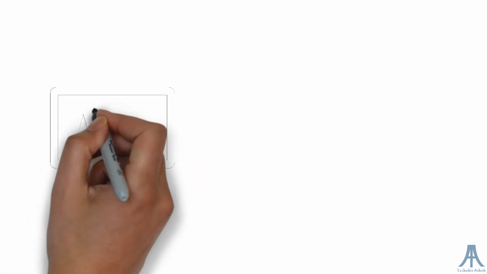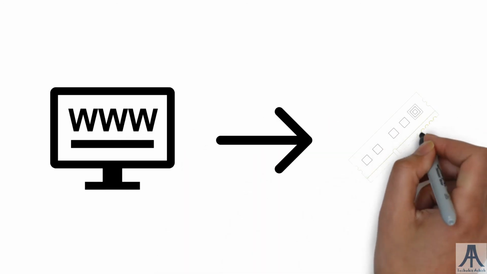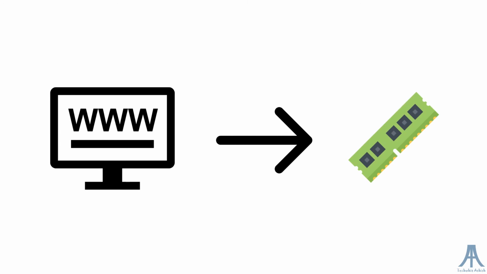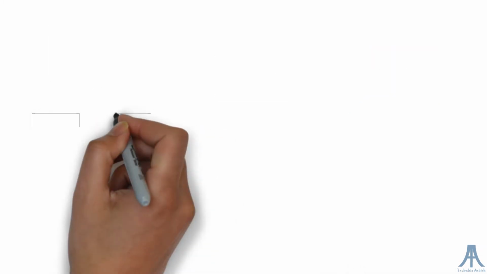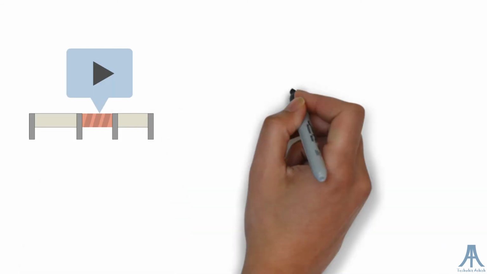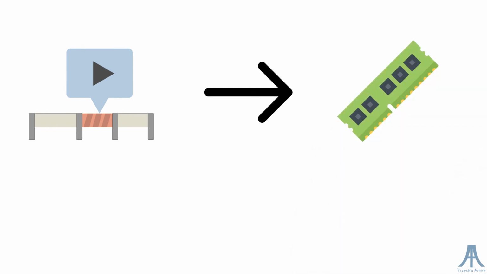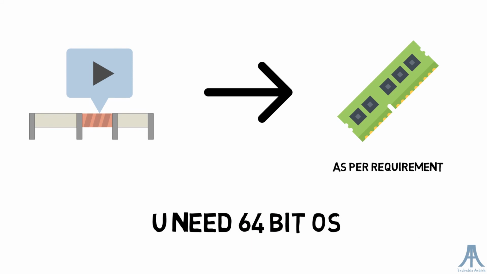So which one to use, 32-bit or 64-bit? If you are using your system regularly only for browsing or YouTube etc., you require just 2 or 3 gigs of RAM. If you are an advanced user with virtual machines or you do heavy video or image editing, you've got to upgrade your RAM as per your requirements. If you want to take advantage of it, you will need a 64-bit operating system.